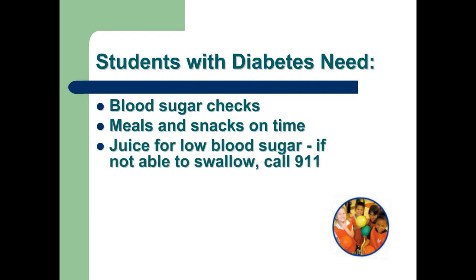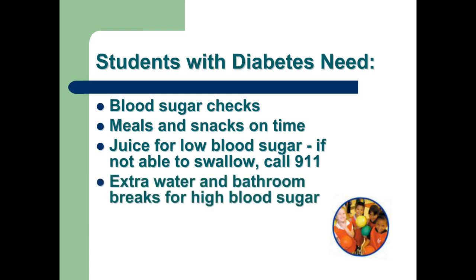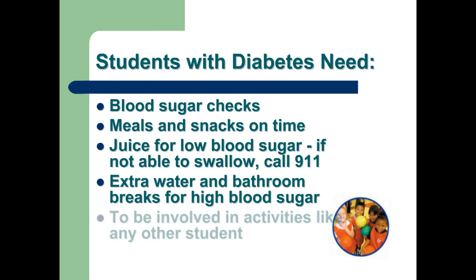Fruit juice or other quick-acting sugar product for low blood sugar. If the student is not able to swallow, call 911 as the low blood sugar is life-threatening and must be treated immediately. Thirst is a sign of high blood sugar. Students with diabetes will need additional water and bathroom breaks. And students with diabetes should participate in activities just like any other student.